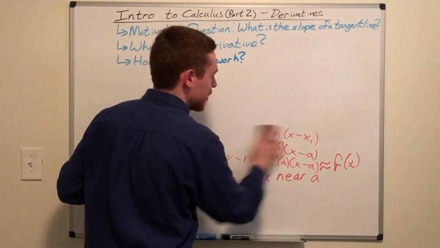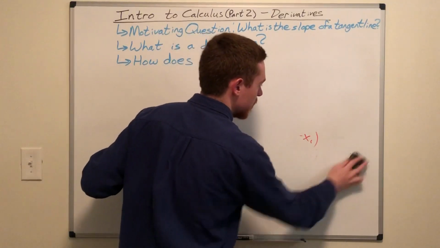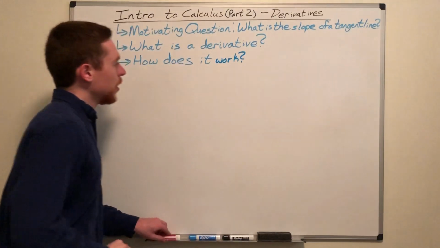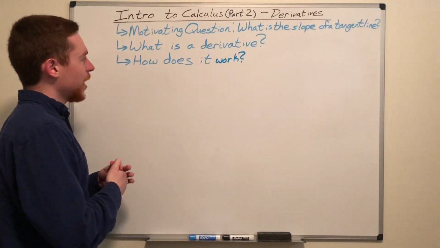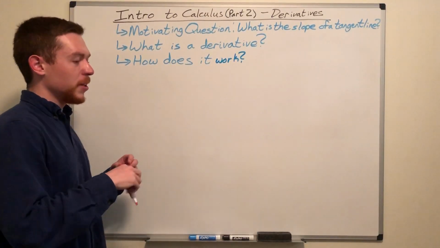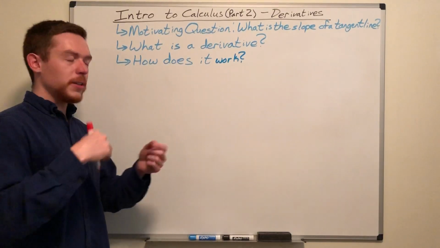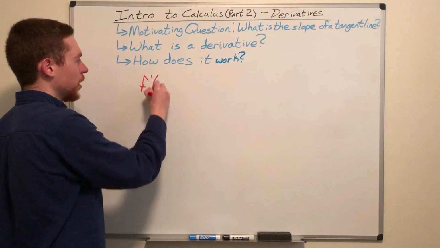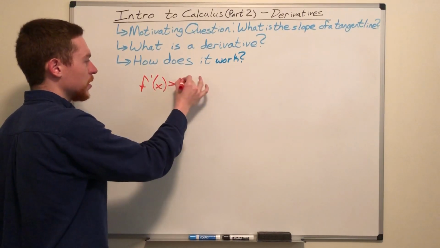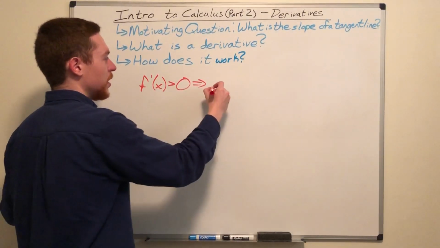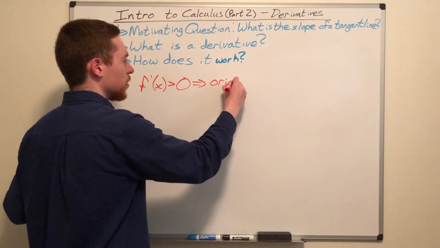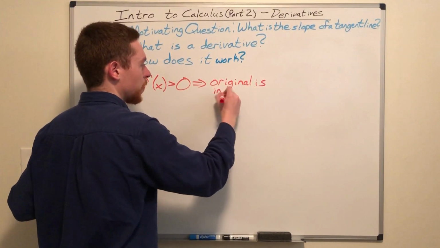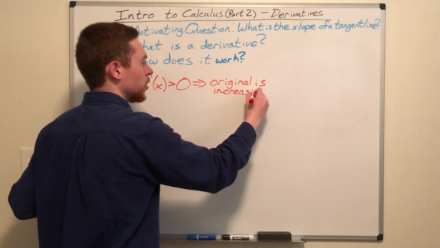But the second thing I wanted to talk about, and I'll try to go through it quickly because I think this video is getting a little long, is how a derivative allows us to study when a function is increasing, decreasing, and all that stuff. So basically, when a derivative is positive, that tells me that my original function is increasing. So why is this true?